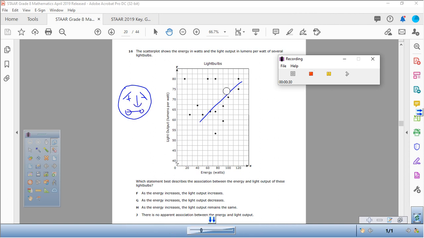If you can't draw a line to represent all these dots, so you can't see a line fitting the dots really well, then that one becomes J. No apparent association. So make sure you know that. Positive association, negative association, undefined association, zero or a constant, and this one is a no association. Okay, any question on that one?